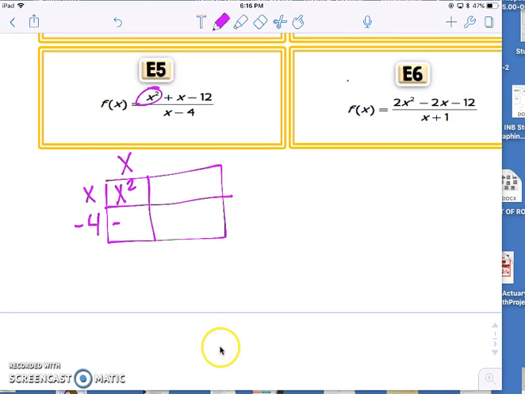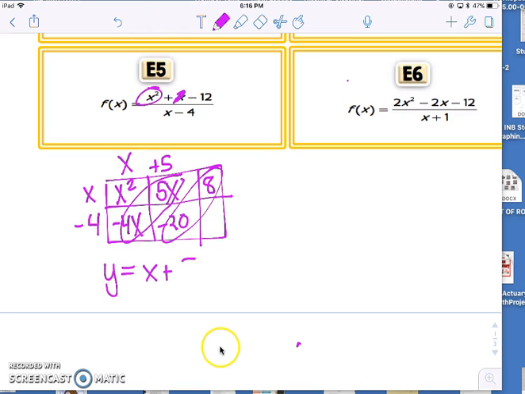x times -4 is -4x. We want just 1x, so that has to be 5x, because now that's our 1x right there. Plus 5, so 5 times -4 is -20. And let's see, the number we want is -12, so that would be a remainder of 8. So for our slant, we don't worry about the remainder. It's just y equals x plus 5.